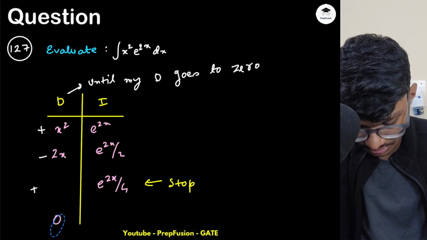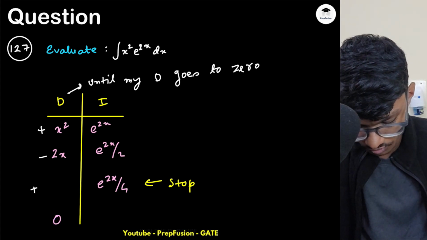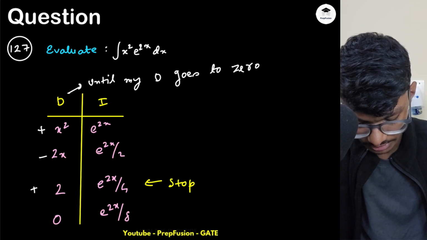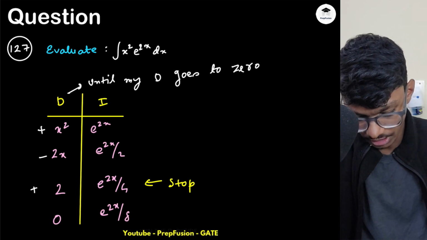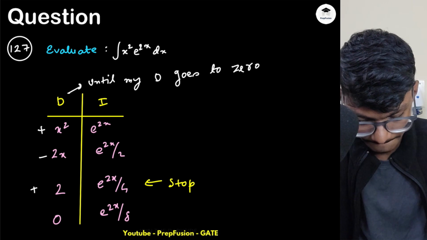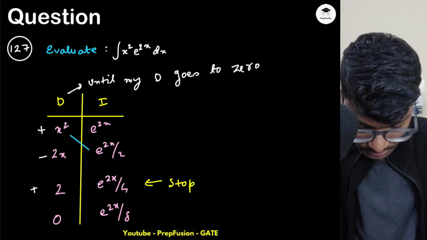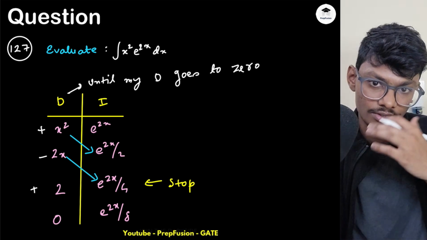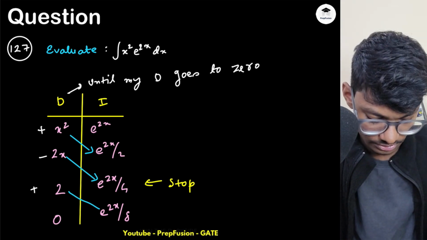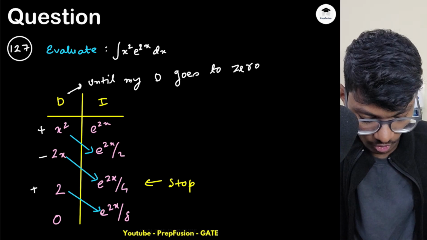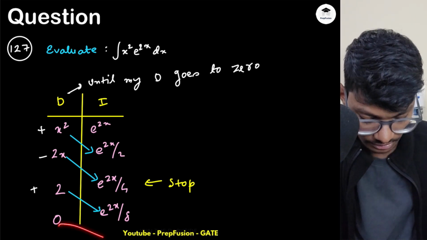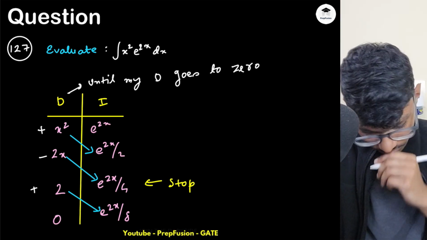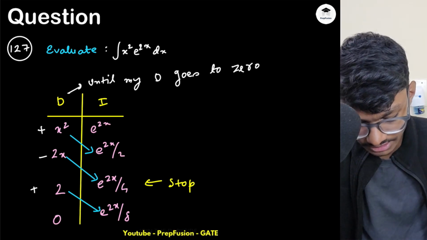This differentiation is simply 2, and this will be e raised to power 2x by 8. Now I will multiply the next terms, this with this. Obviously, why do I stop here? Because even if I try to multiply this with anything, this will be 0 anyways. That's why we stop. So what will be my integration?